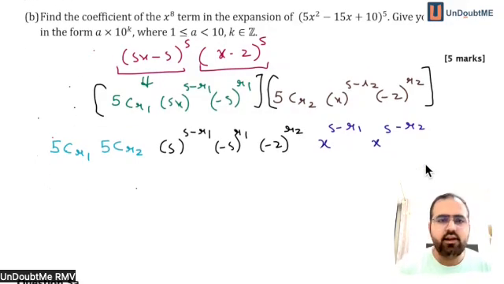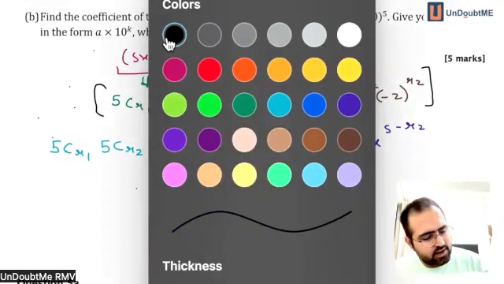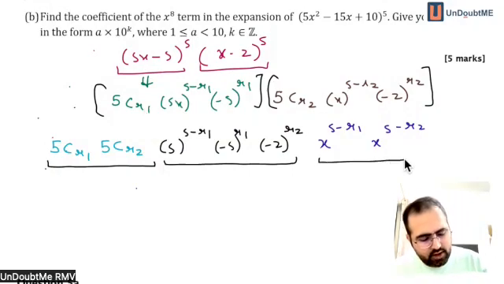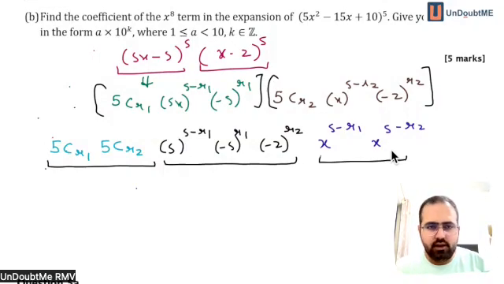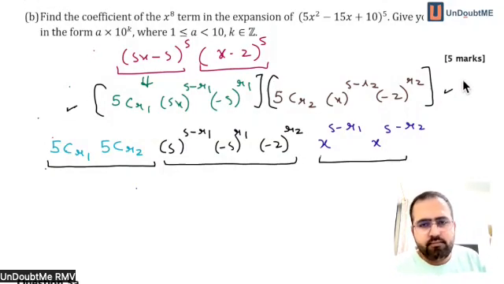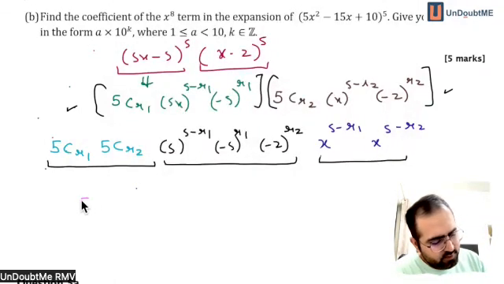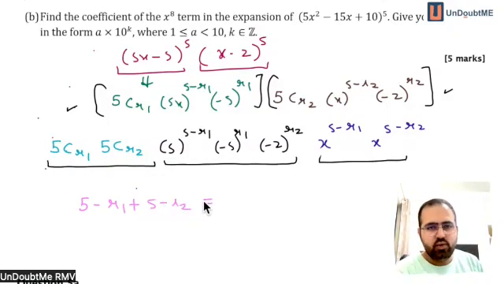I'm using different colors so that you can understand them separately. 5C r1, 5C r2. Then all these are the constant terms which I have found above, and these are the terms of x which are found above. All of them are multiplied. There is no sign in between them. They are all multiplied because it is just a rearrangement of these two brackets. Then finally I will pick up the powers of x. Powers of x will be 5 minus r1 plus 5 minus r2, and that is equal to 8.